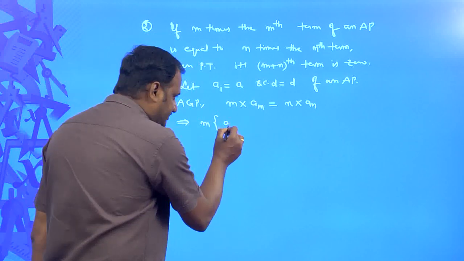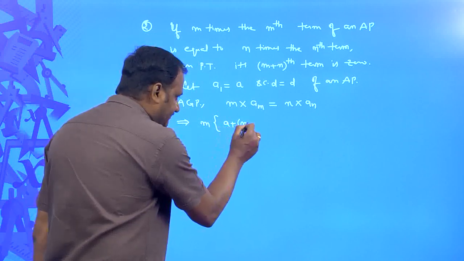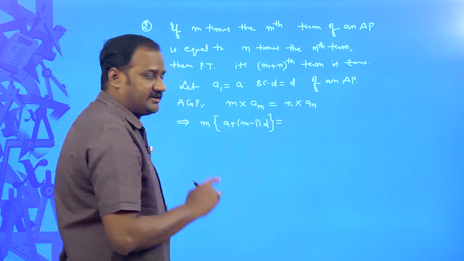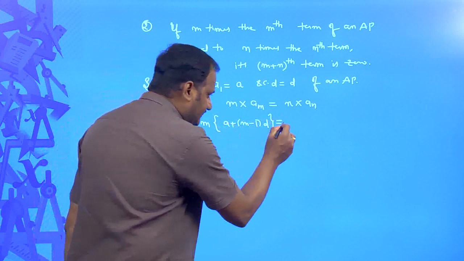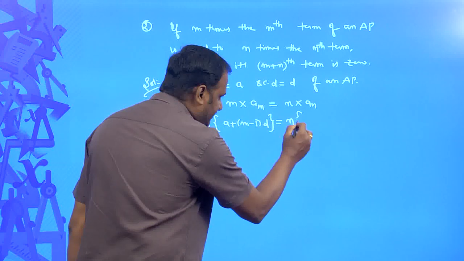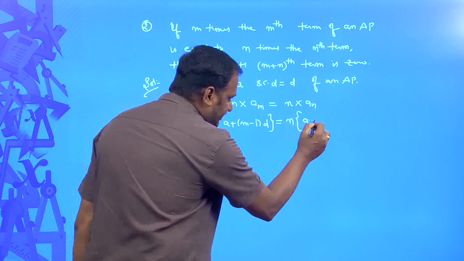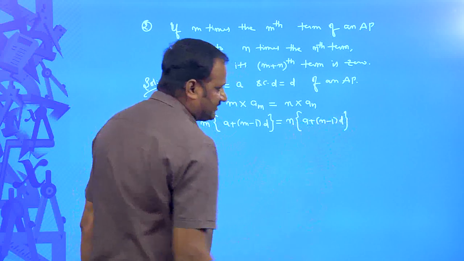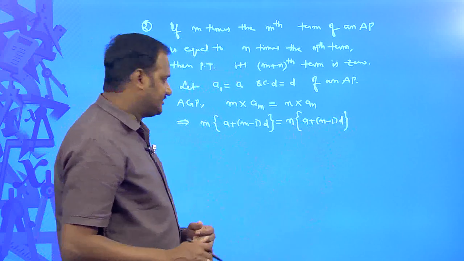What is the formula for mth term? A plus m minus 1 into d is equal to n times the nth term. Again, n times, so n into nth term is a plus n minus 1 into d. Correct? Let us try to simplify this.